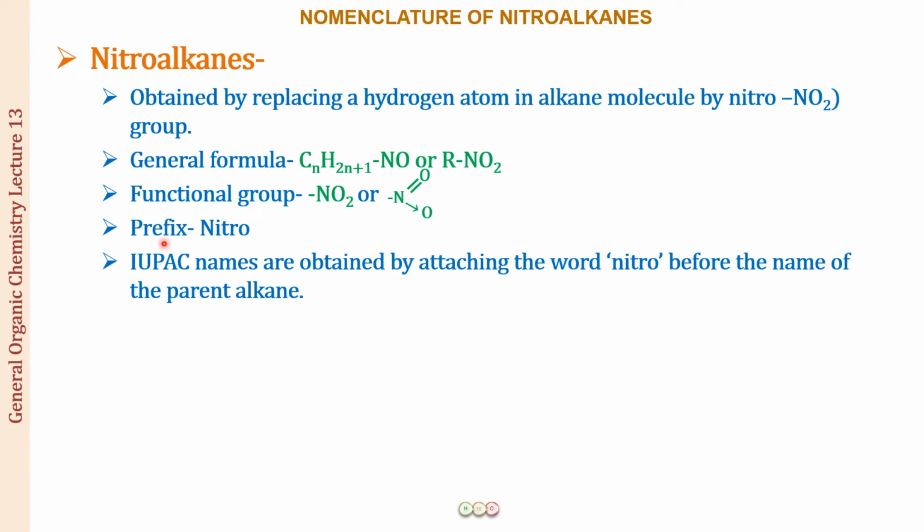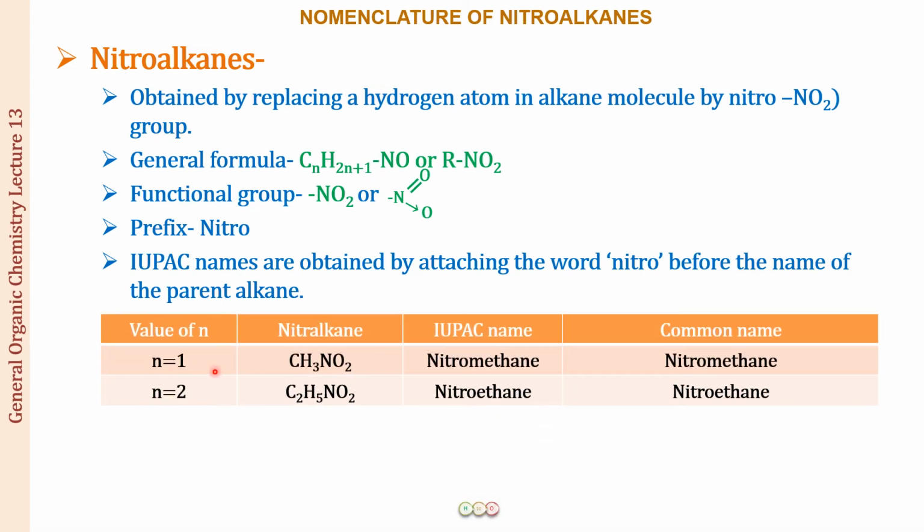The prefix we have for the nitroalkanes is going to be nitro, and it is always going to be a prefix when we are going to talk about the nitroalkanes. The IUPAC names, they are obtained by adding the word nitro before the name of the parent alkane. So when N is going to be 1, it is going to be CH3NO2. The IUPAC name is going to be nitromethane. The common name is also going to be the same. N equal to 2, C2H5NO2, nitroethane, and the common name also the same. Okay, so easy, I think. For the nitroalkanes, you do not have to remember any other name. One name is going to be the IUPAC as well as the common name.